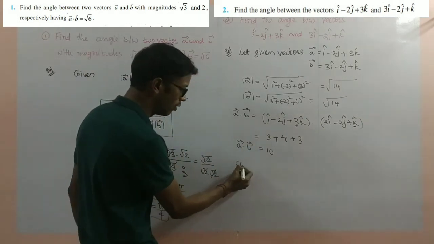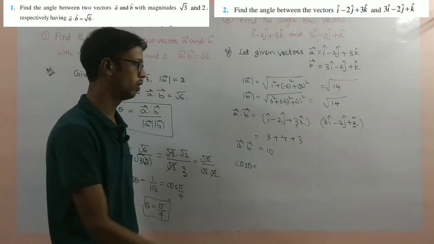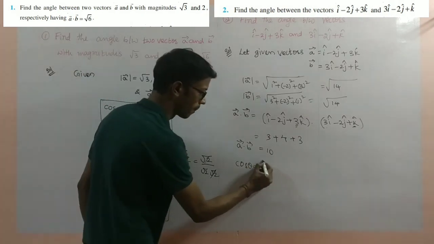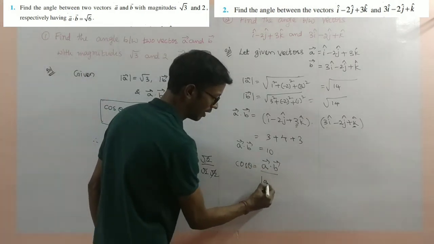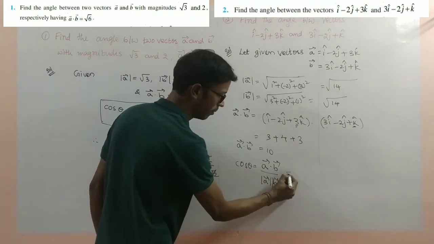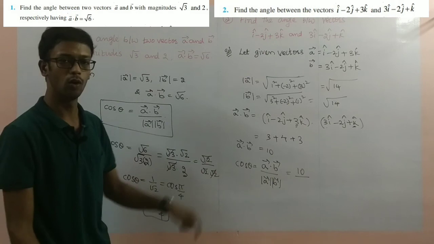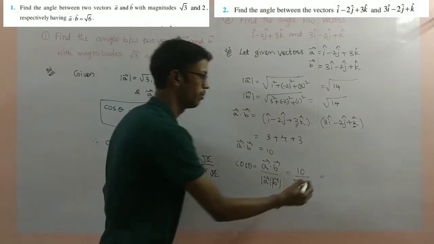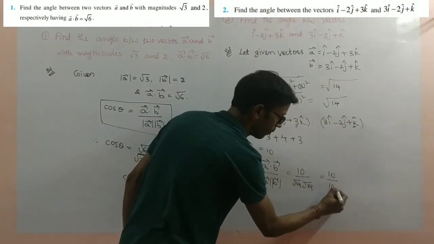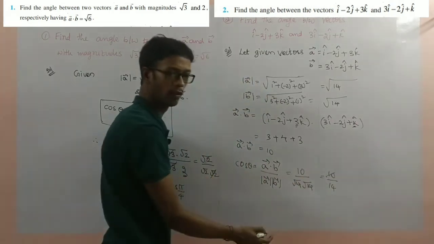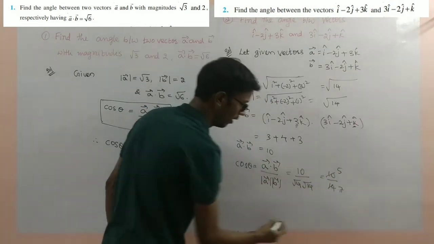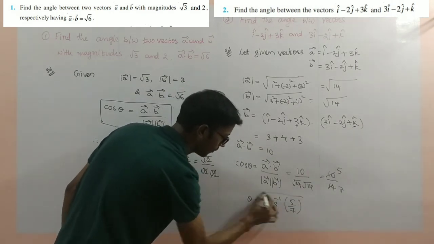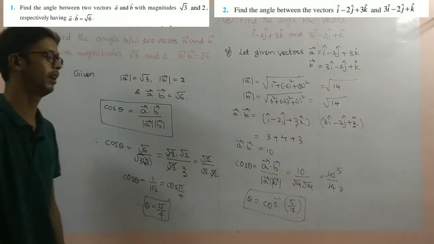Now the cos theta value. What is the formula? A bar dot B bar by magnitude of A bar into magnitude of B bar, that is 10 by root 14 into root 14, that is 10 by 14. 2 5s are 10, 2 7s are 14. Theta value is cos inverse of 5 by 7. Cos inverse of 5 by 7.